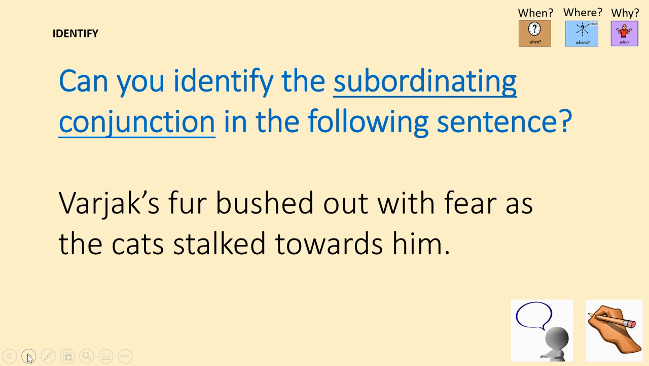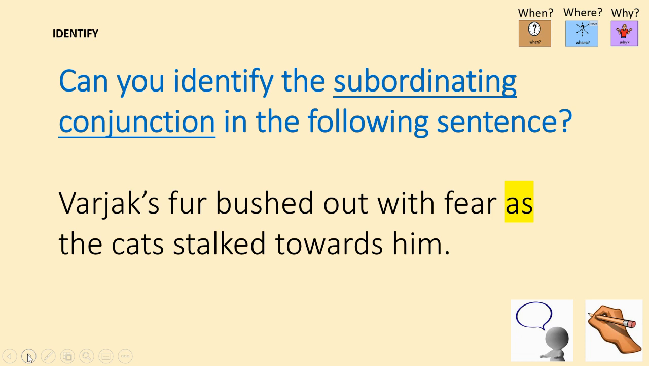Here is another sentence. We're going to try and identify the subordinating conjunction here. Let's read this sentence together. Varjak's fur bushed out with fear as the cats stalked towards him. Okay, have you found the subordinating conjunction in that sentence? Have you written it down? Great. As is a subordinating conjunction in that sentence. Okay, so as the cats were stalking towards him, his fur bushed out with fear.